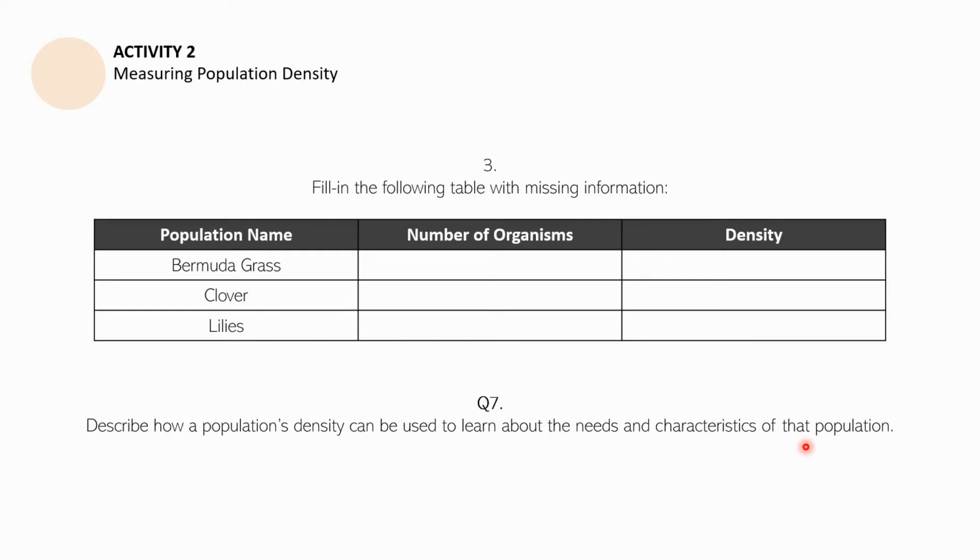Describe how a population's density can be used to learn about the needs and characteristics of that population. So, say for instance, if you learn that the population of plants in a particular place is low, okay, tell me, how would you be able to use that information, the density of that plant, in learning about the needs and characteristics of that particular plant in that particular ecosystem? Pause this video if you need some more time.